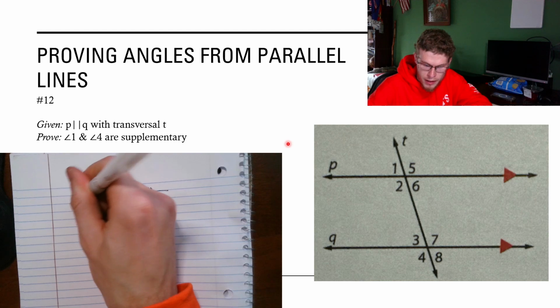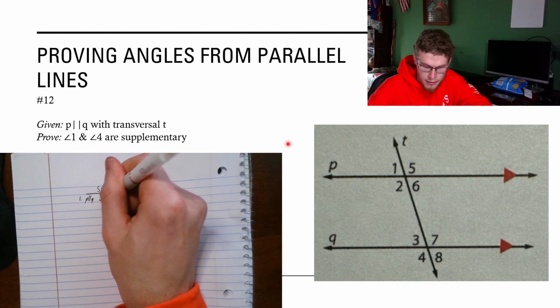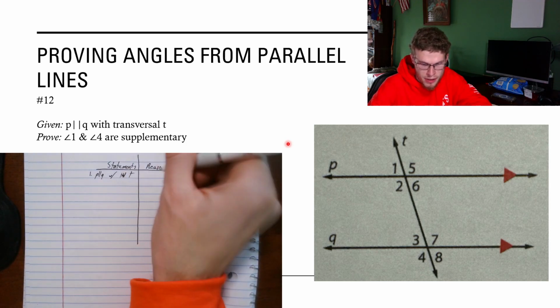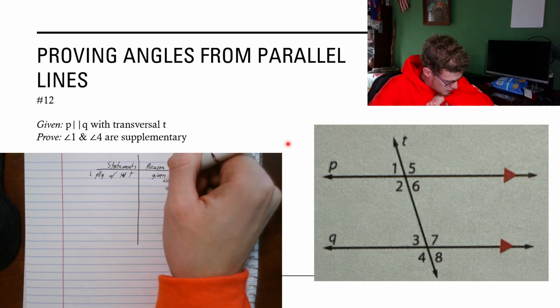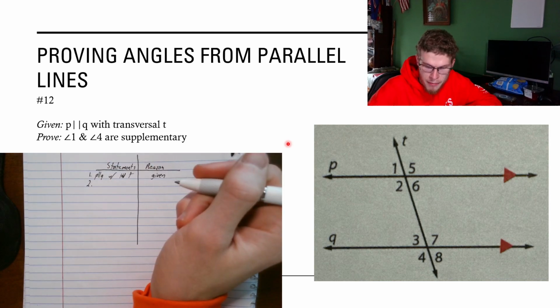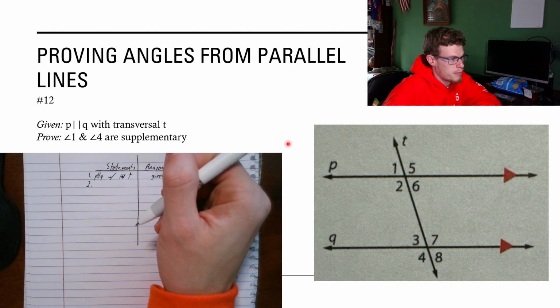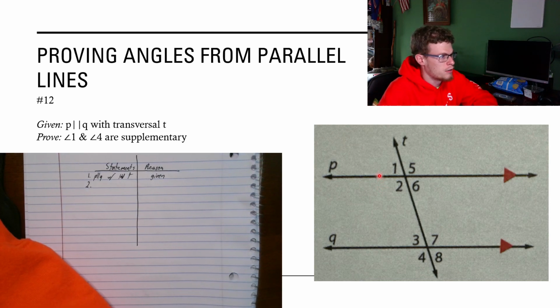You are given P is parallel to Q with transversal T. I'm just going to put T, which represents the transversal. And that's what's given to you. So your next step here, you're trying to reach the point where angle 1 and angle 4 are supplementary. And you know that P is parallel to Q. Looking at P and Q, I need to find some way to get to the point where I can determine that angles 1 and 4 are supplementary.